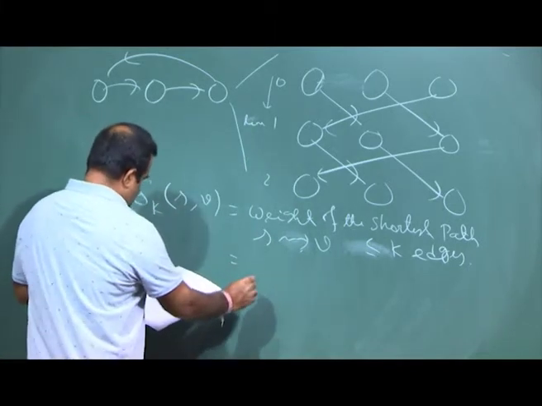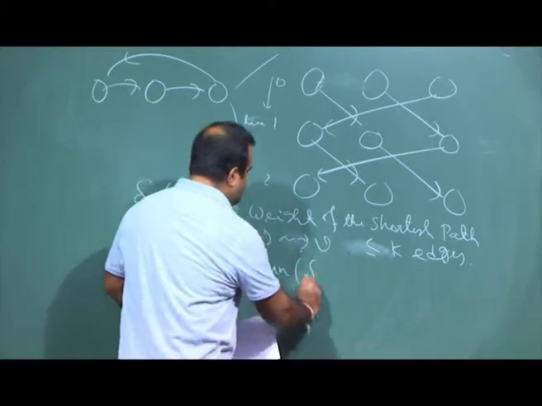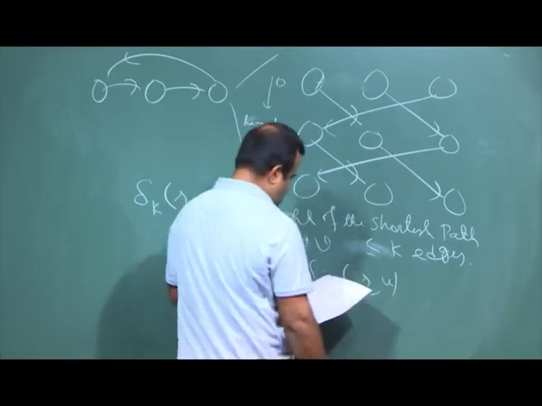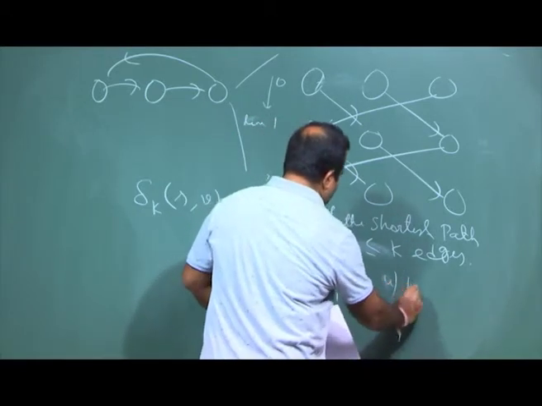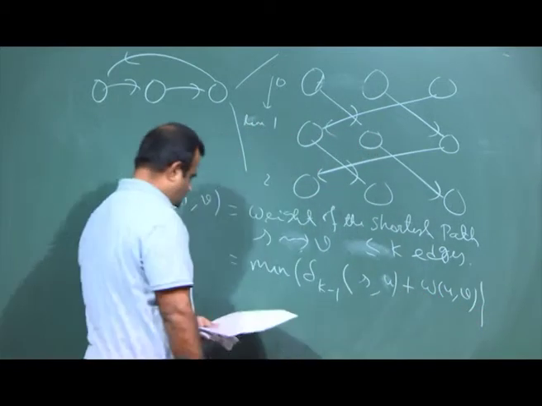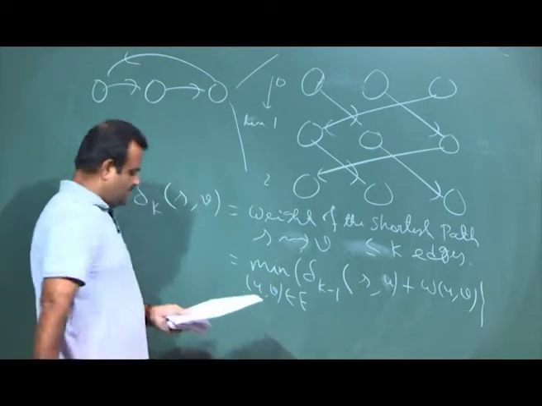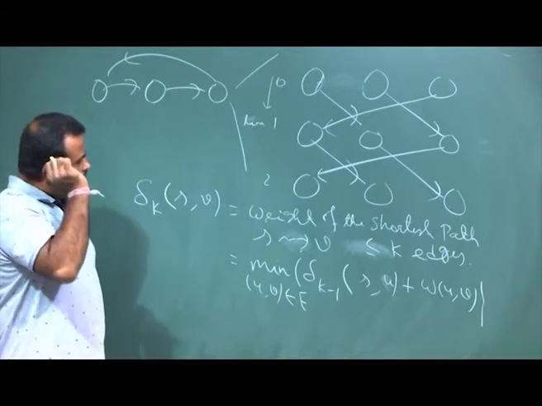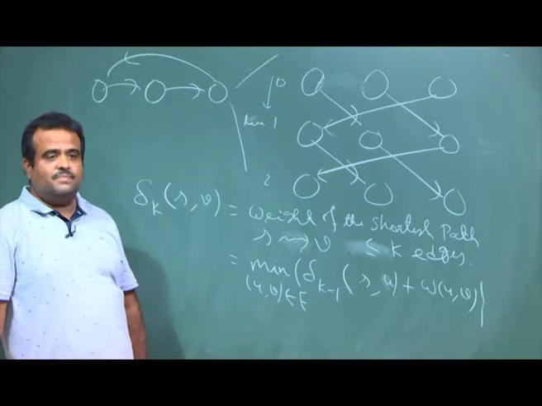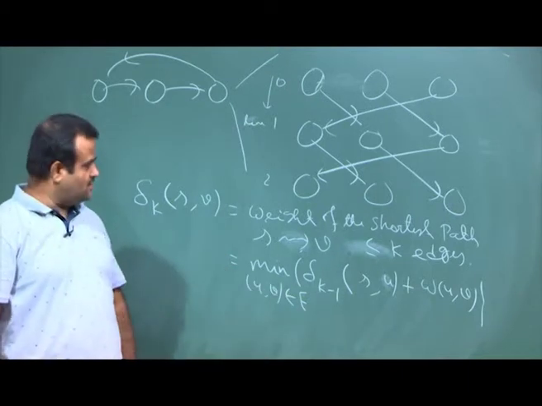So, we know the formula: the minimum of delta k minus 1 of s comma u, plus w of u comma v. This is the recursive formula we use. It is sort of a relaxation step. If you remember the Bellman-Ford algorithm or Dijkstra's algorithm, we have a relaxation step. This is sort of the relaxation step.